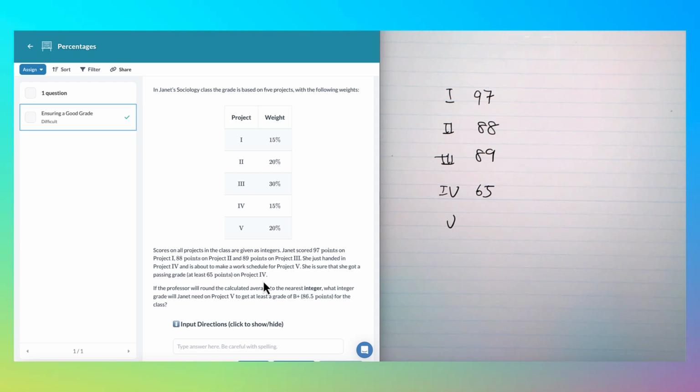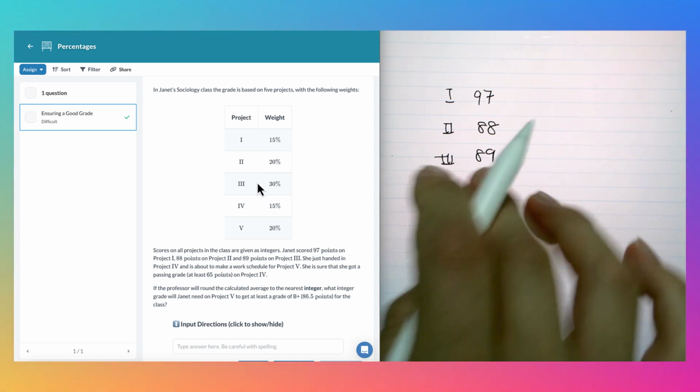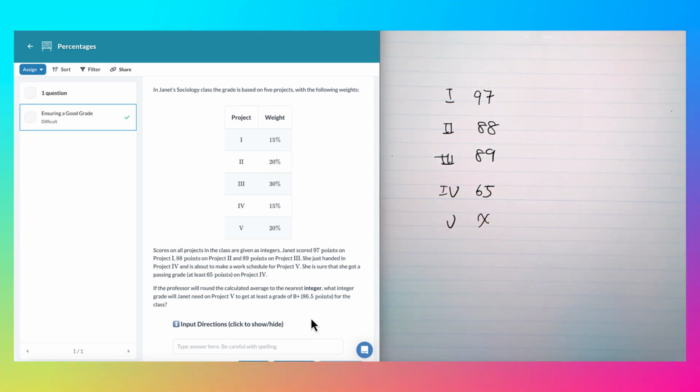If the professor will round the calculated average to the nearest integer, what integer grade will Janet need on project 5 to get at least a grade of B+, which requires 86.5? Okay, so we have no idea what she needs to get on 5, but to get B+, we do know that she has to get 86.5. Now before you just add them up and average it, you can't just add them up and divide by 5. Remember, they have different weights.